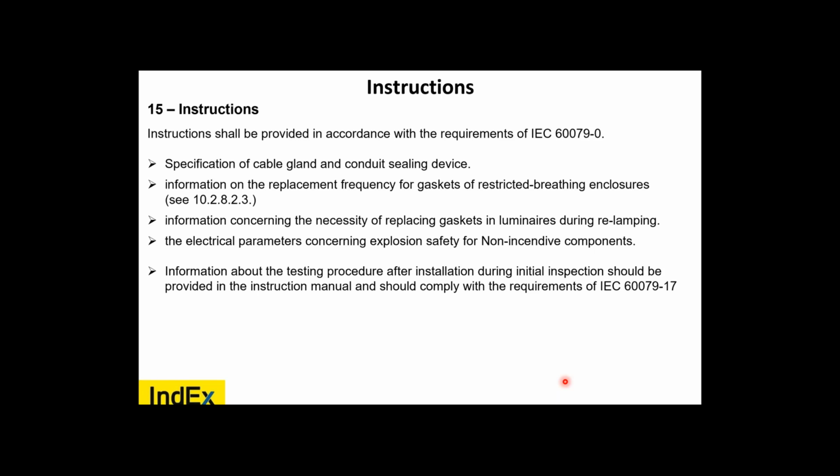The electrical parameters for EXNC, non-incentive, and information about the testing procedure after installation during initial inspection should be provided. You should treat that as a shall. That is the requirement of the manufacturer. But for the installer and the inspector, your responsibility is to have that manual. Now, does your employer give you that manual? Perhaps. You should show them this presentation on YouTube.